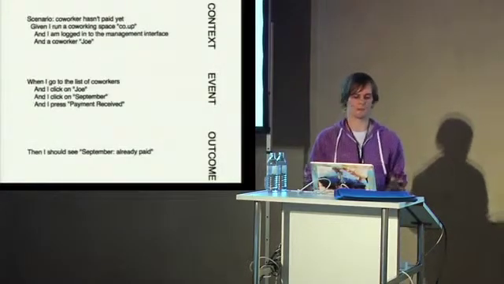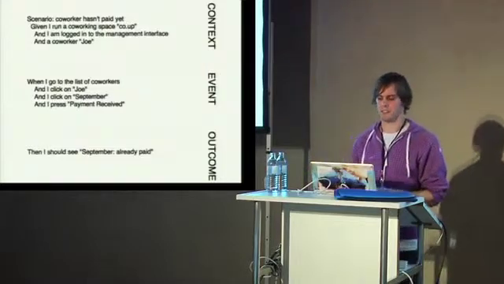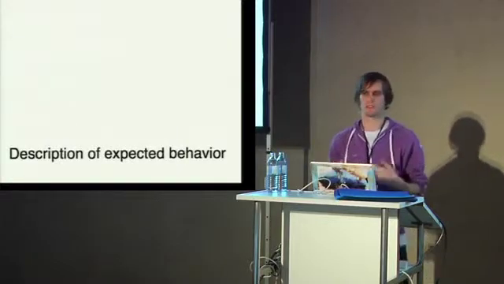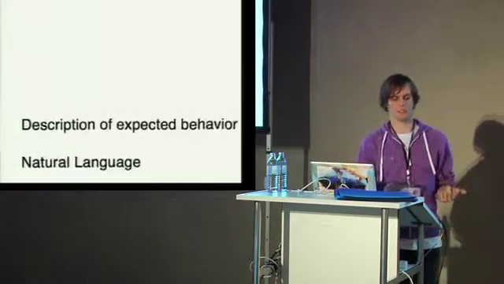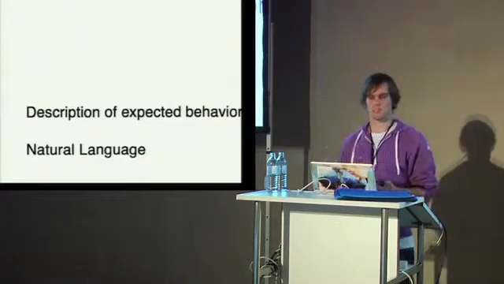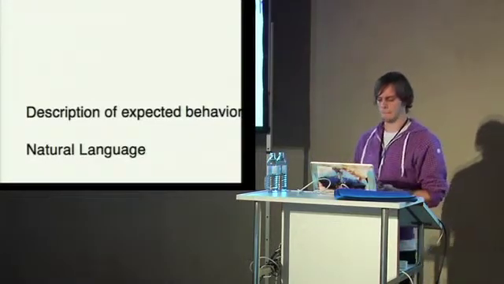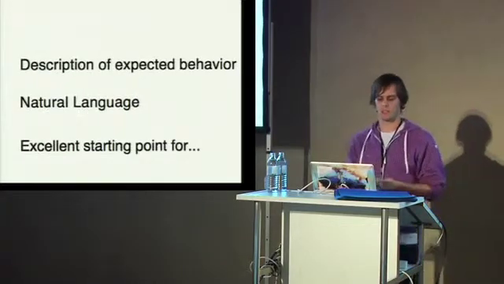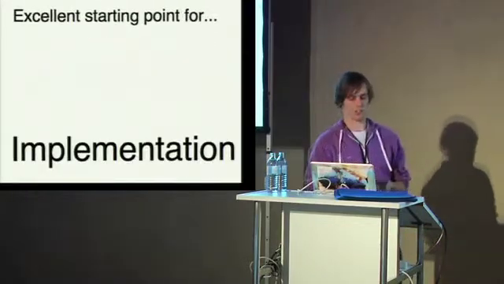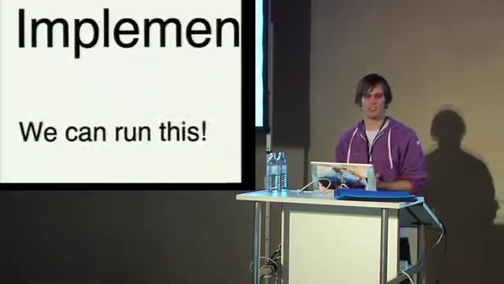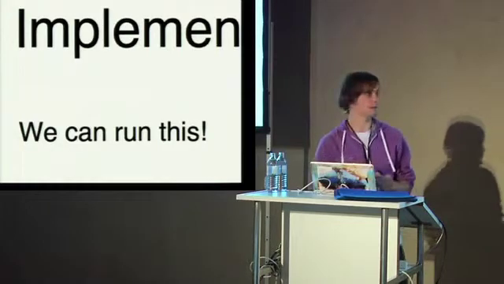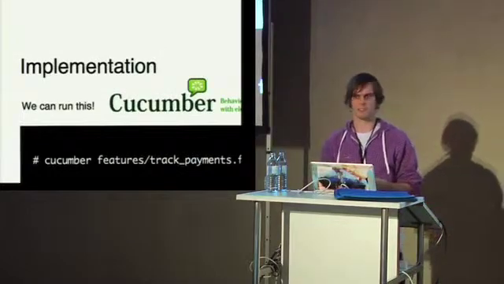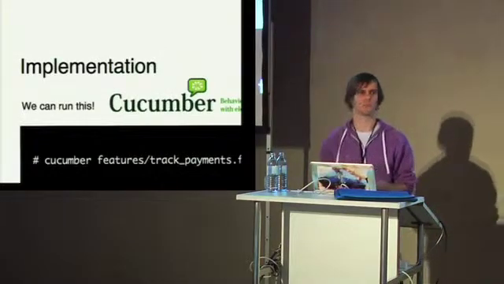And so that is how you start BDD, with a high-level feature description that describes what you want your software to do in natural language, which is really nice because it's easy to understand. And also, as it happens to be, this is a pretty nice starting point for our implementation, because we can run this. Even though it's natural language, there's a tool called Cucumber. How many people know Cucumber here? Not too many, good.